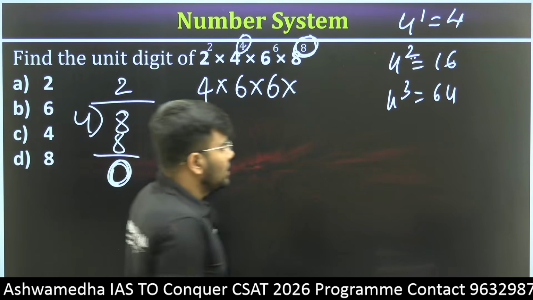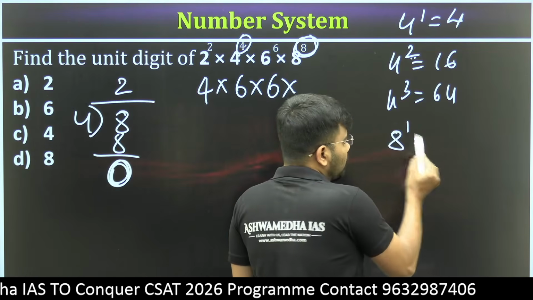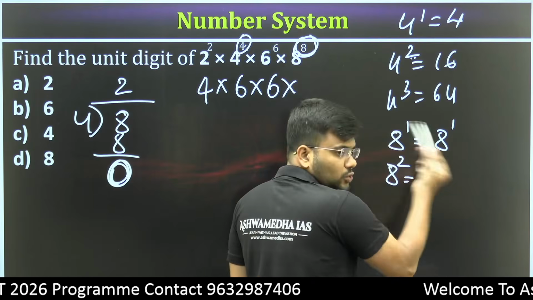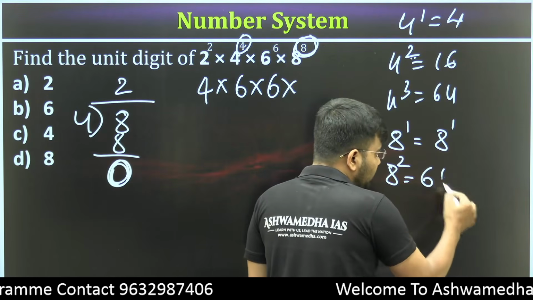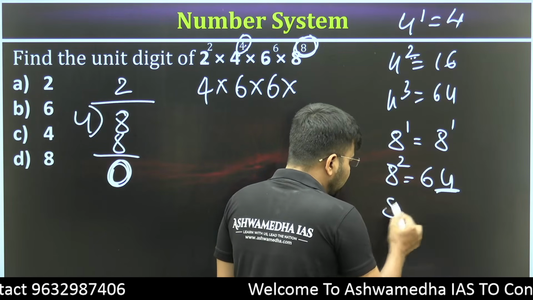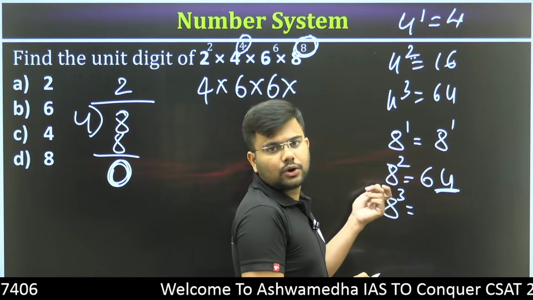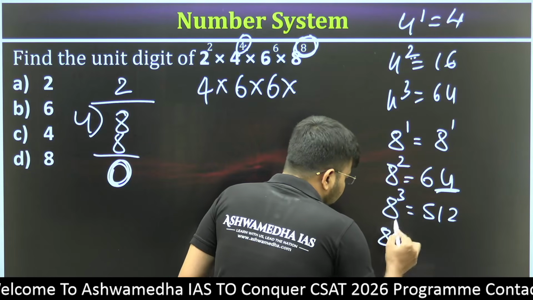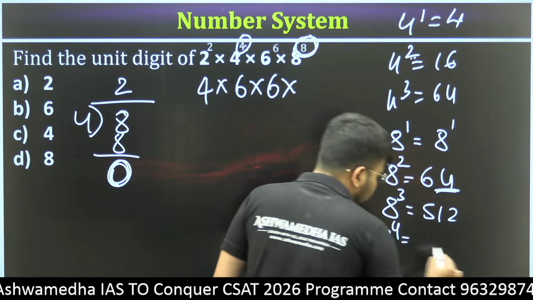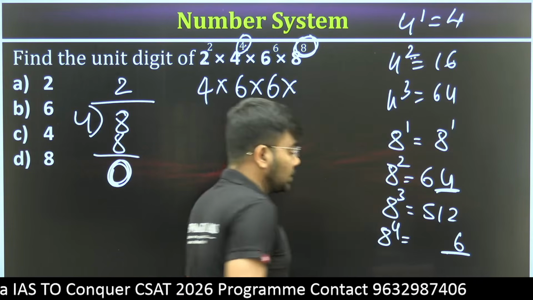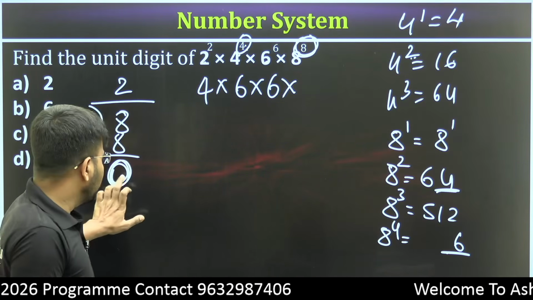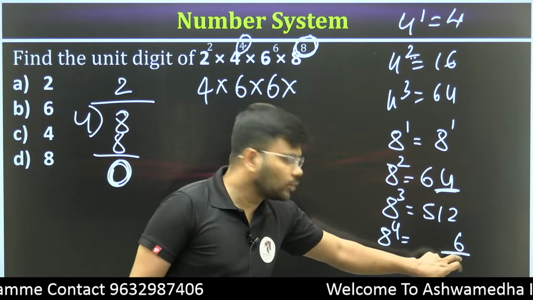If the remainder is 0, then for 8 power 1, 1 is the remainder, 8 power 1 itself. If 2 is the remainder, 8 square is 64, so 4 would be the unit digit. If I got 3 as remainder, 8 power 3 is 512. If I got 8 power 4, 8 twos are 16, the unit digit would be 6. If the remainder is 0, the unit digit would be 6.